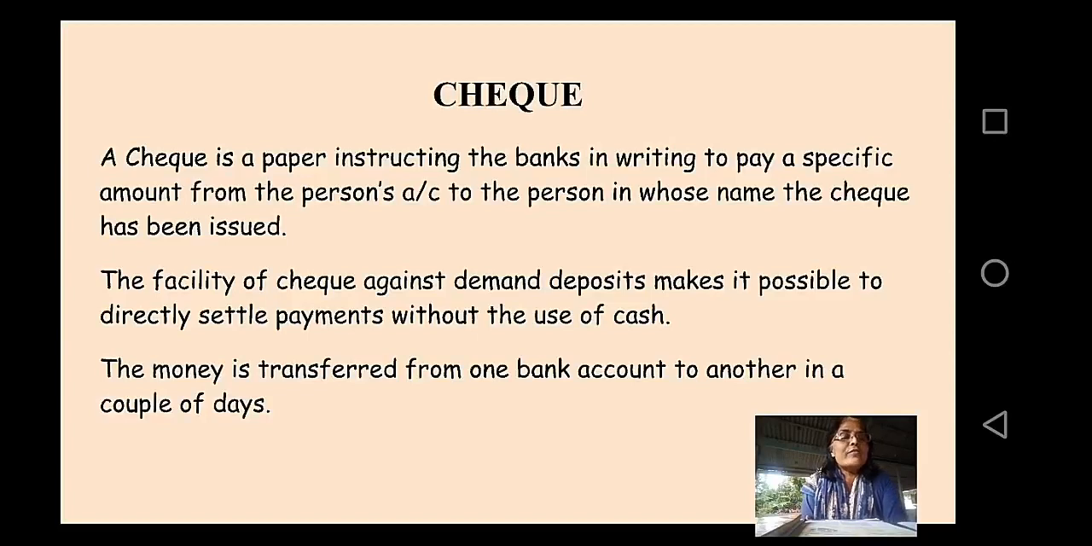So what is a check leaf? Once again, a check is a paper which is instructing the bank in writing to pay a specific amount from the person's account to the person in whose name the check has been issued. I showed you the check leaf, where you find that pay. Suppose I did a transaction worth so and so amount with Mr. A. There I will write pay Mr. A. Then I will write the amount in words. Then on the extreme right hand side, you see that it is written in figures also. Not only that, I will have to sign at the bottom.